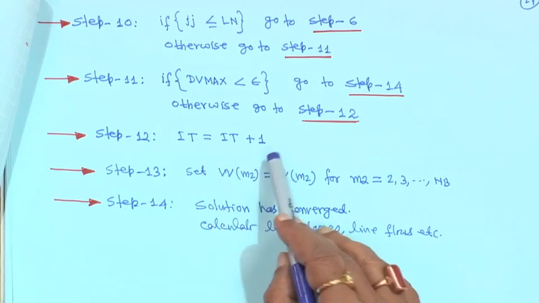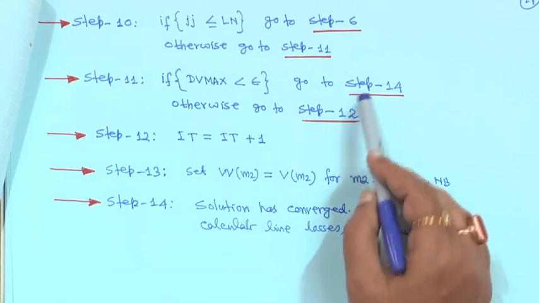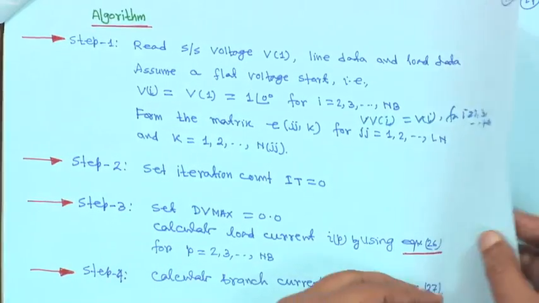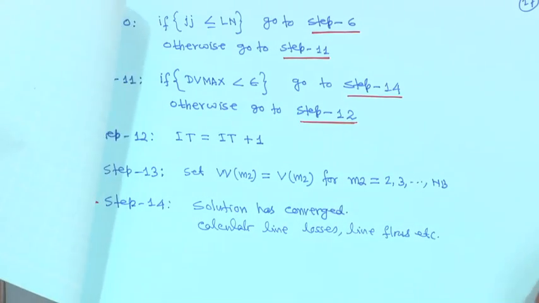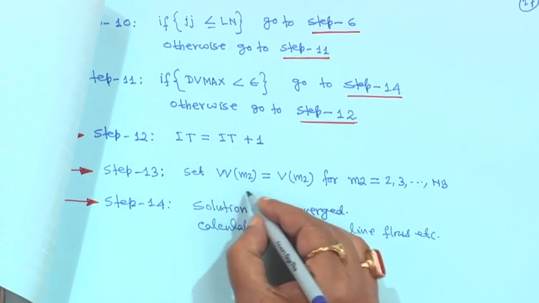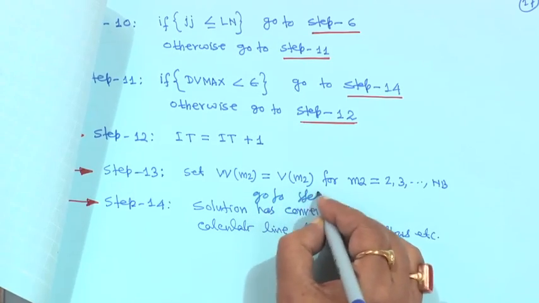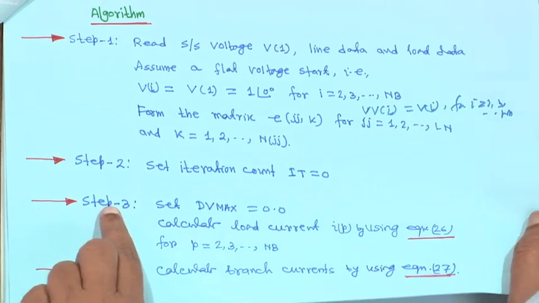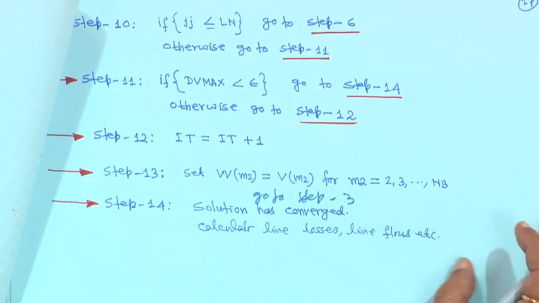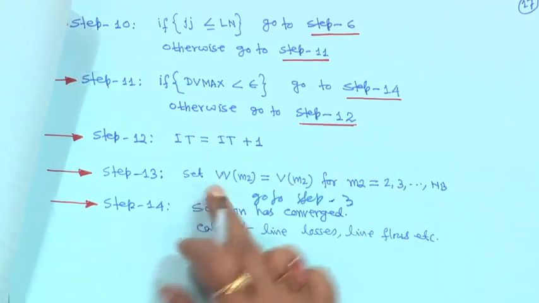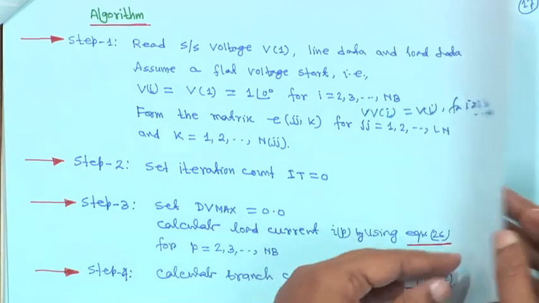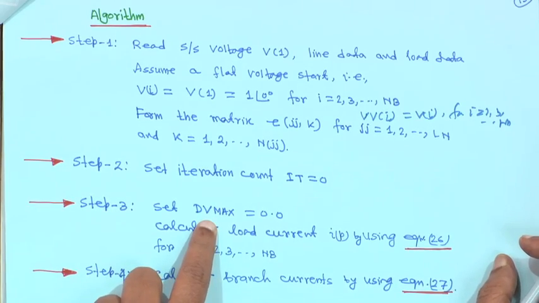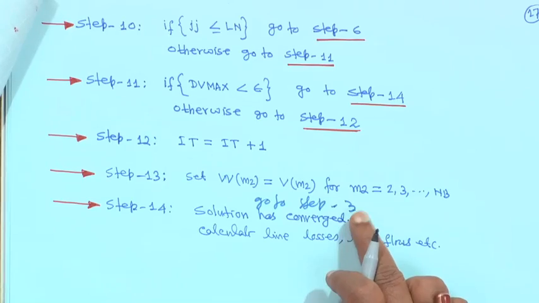Then step 12, IT is equal to IT plus 1, and if the solution has converged it is okay. When you are setting VB equal to VBM2, after that it will not end immediately. I have missed one thing: you go to the step where you start computing, step 3. So again you come to step 3, because the iteration count starts from here, but ultimately you have to come back to step 3, because initially you start with dVmax equal to 0. I missed this one, but I have written it here.